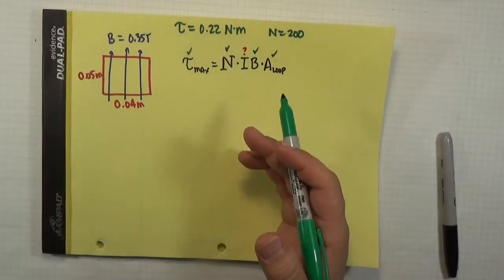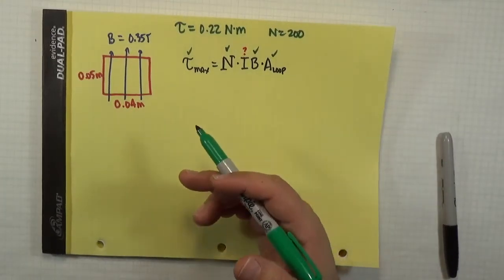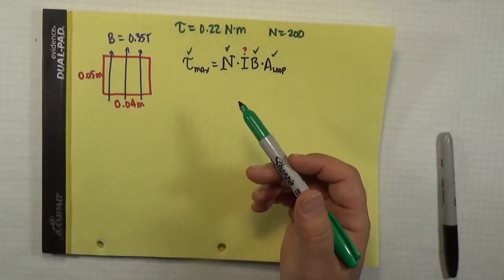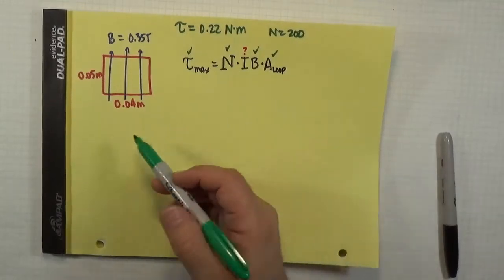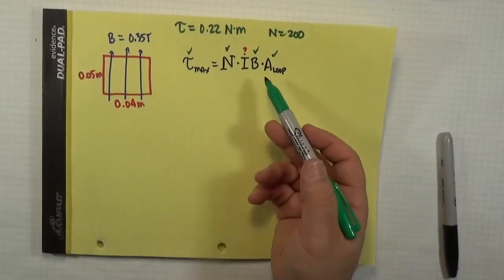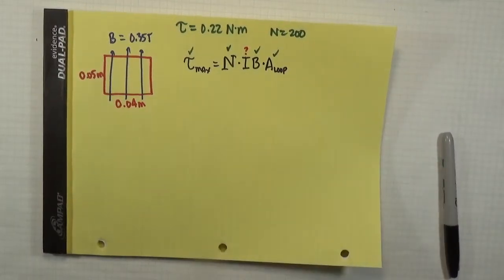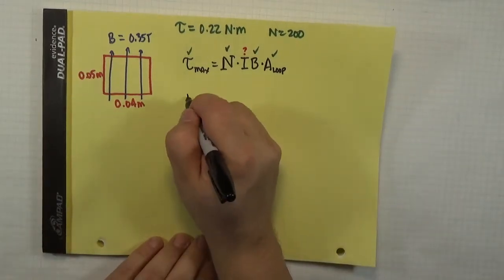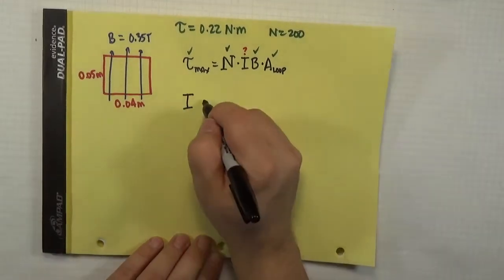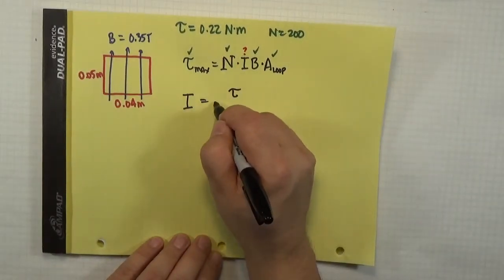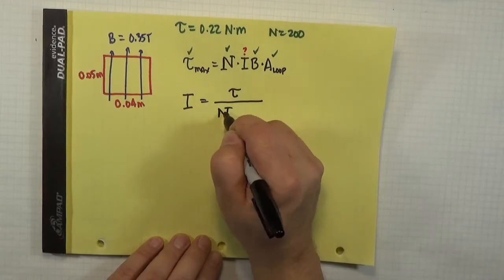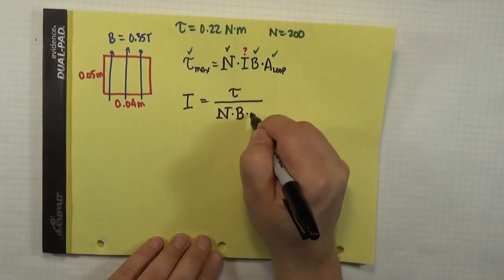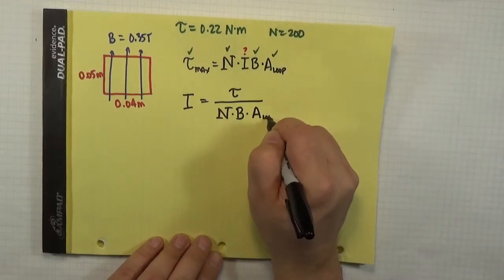There will be problems like this where you do have to figure things out. Maybe you have to work out forces and then compute torques with those forces. Maybe you'll have to work out the magnetic field first. Who knows? In this case, this problem is relatively straightforward. It's a single equation, and so you can solve algebraically for what you need to find. So let's go ahead and do that. The current, which is what we're interested in, is equal to the torque divided by the total number of turns times the magnitude of the magnetic field times the area of the loop.